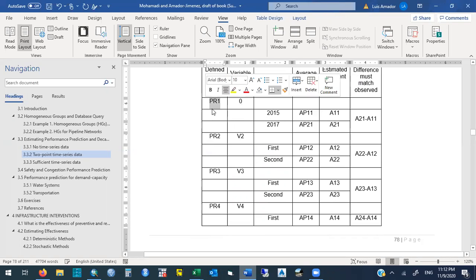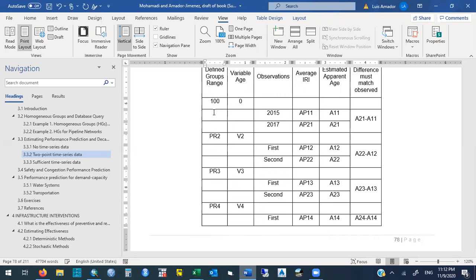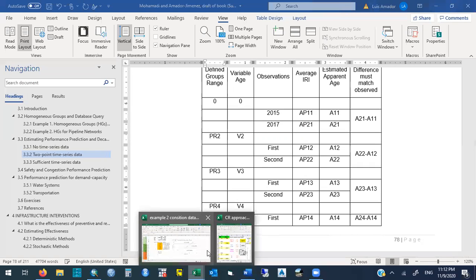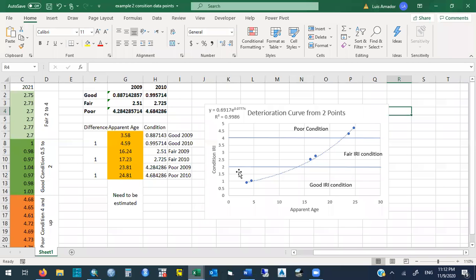And this is, if it is PCI, 100. If it is RI, probably 0.5. If it is cracking, 0. If it is rutting, 0, right? And this is the value you use for your first group. The value you use for saying this is the difference between good and fair.